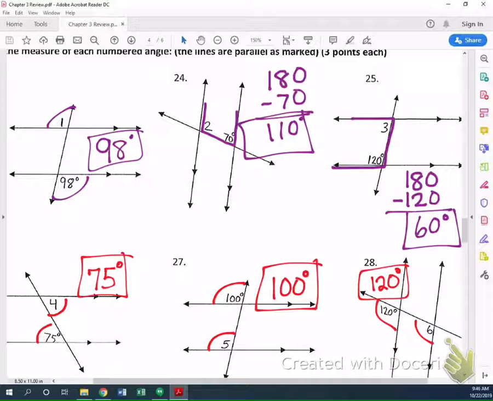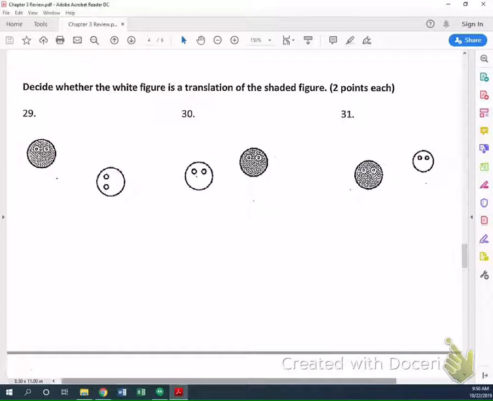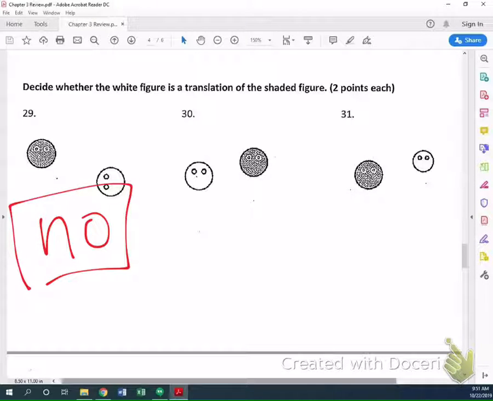What are your questions? The directions say decide whether the white figure is a translation of the shaded figure. No. Why not? Right, it rotated. Remember, a translation just means a slide.